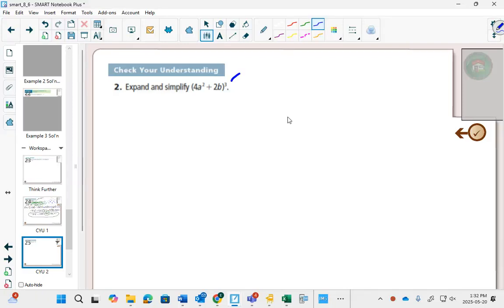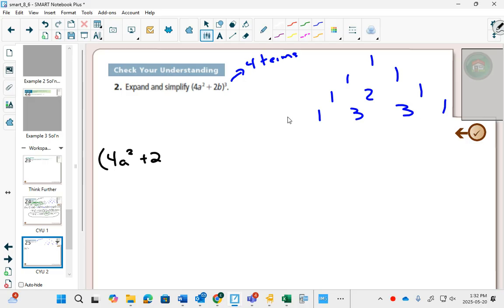So the exponent here is a 3. That tells us there's going to be 4 terms. So when I go to Pascal's triangle, I just need to go to row 4. Write out those numbers, space them out. And what am I going to have to start?